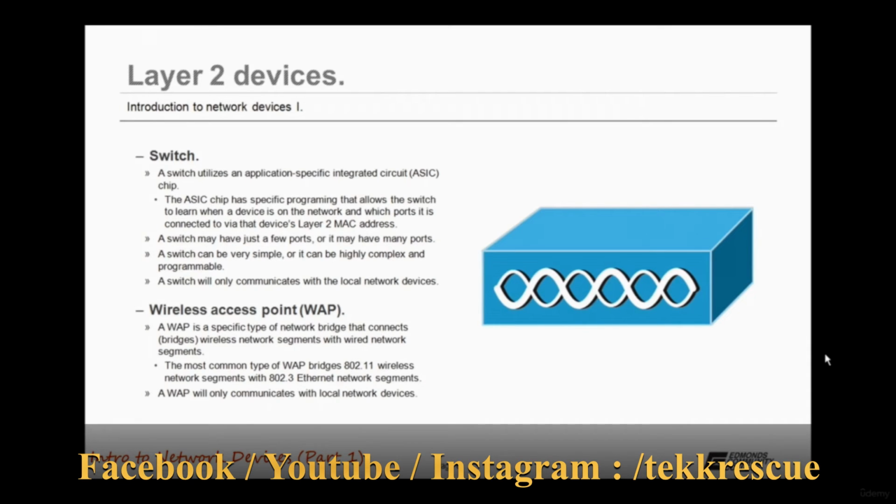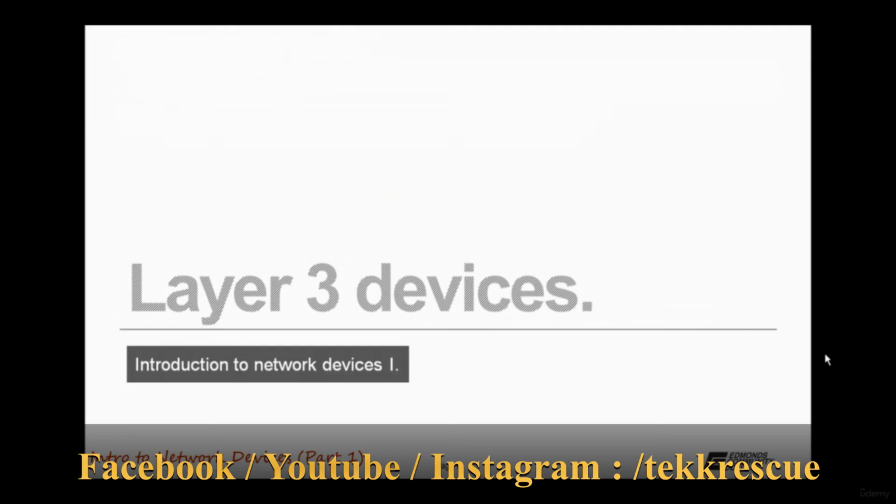Another Layer 2 device that we need to talk about are wireless access points, the WAP. A WAP is a specific type of network bridge that connects or bridges wireless network segments with wired network segments. The most common type of WAP bridges an 802.11 wireless network segment with an 802.3 Ethernet network segment. Just like a switch, a wireless access point will only communicate with local network devices. Now let's move on to Layer 3 devices.